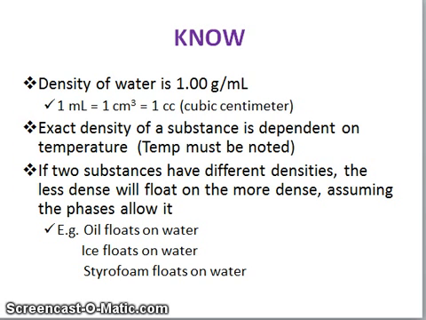Here are some things about density you should know. The density of water is 1.00 grams per mL, or centimeter cubed, or cc. The exact density of a substance is dependent on its temperature. That is why cold water from a stream goes straight to the bottom when it enters a lake with the warm water on top. Also, if a substance is less dense than a liquid, it will float, while if it is more dense, it will sink. A styrofoam block will float on water, while a lead brick will sink.